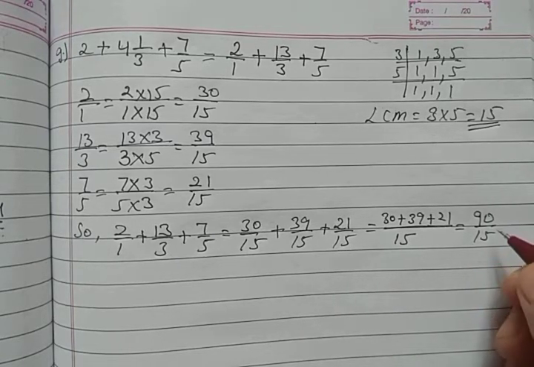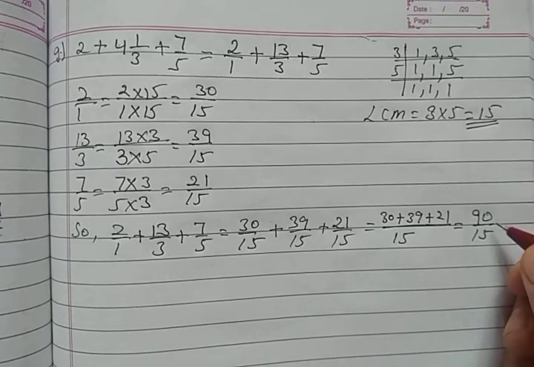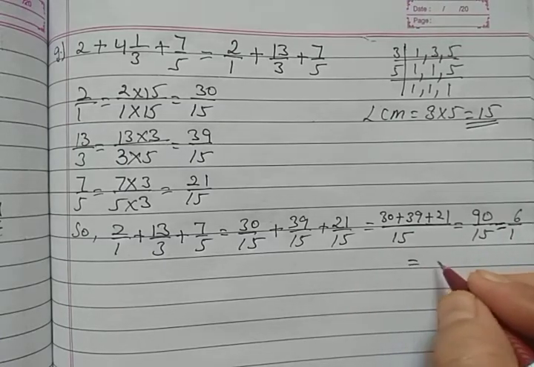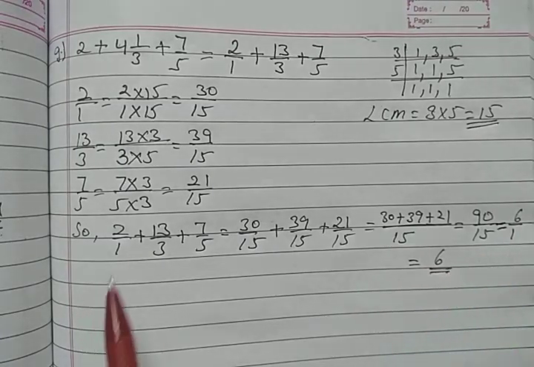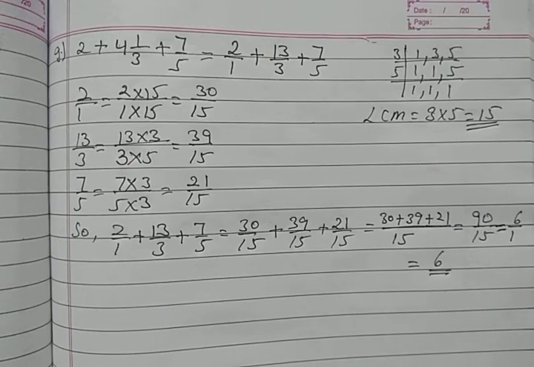So 15 1s are 15, 15 2s are 30, 15 3s are 45, 15 4s are 60, 15 5s are 75, and 15 6s are 90. So 15 1s are 15 and 15 6s are 90. So our answer is 6. So when we add these three fractions, we get the answer 6 upon 1, or 6, both are same. इनमें कोई भी difference नहीं है. So in this way you can add the given fractions, 2 or 3 fractions.